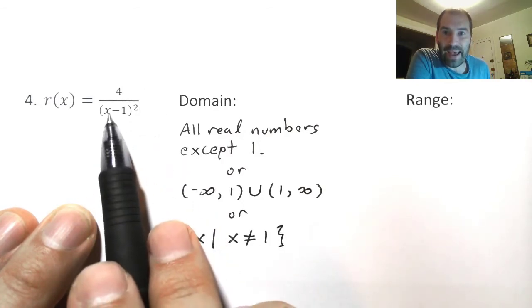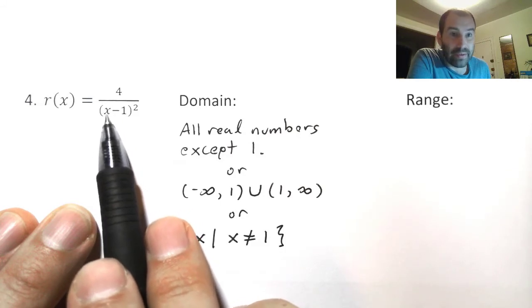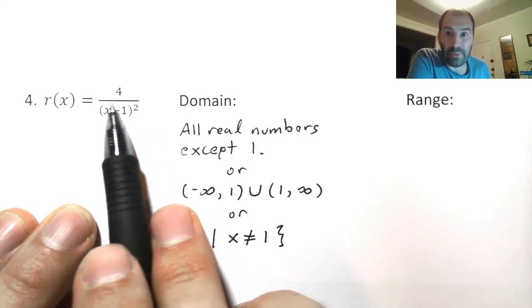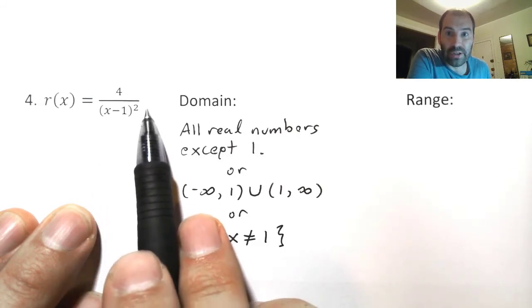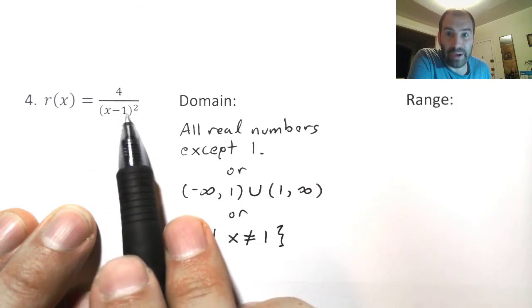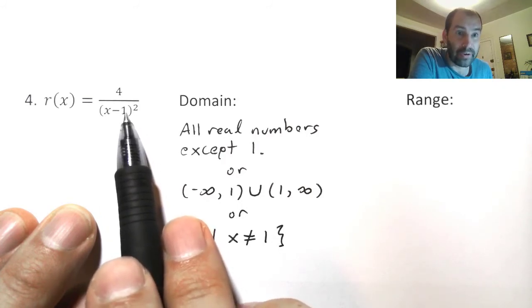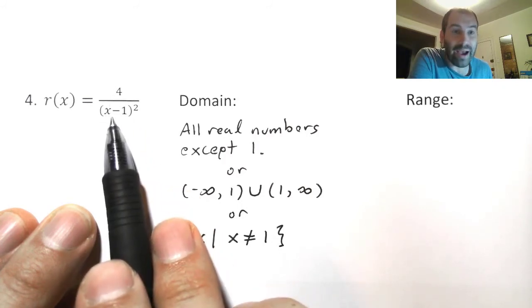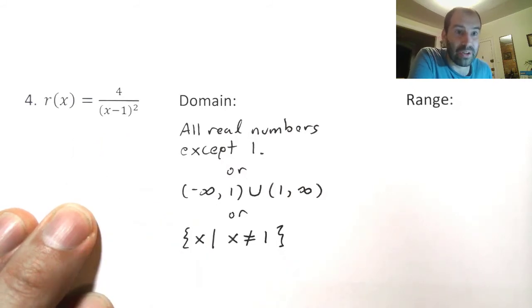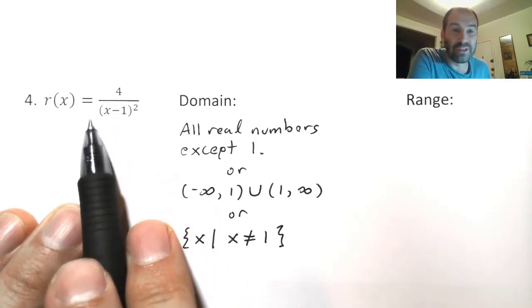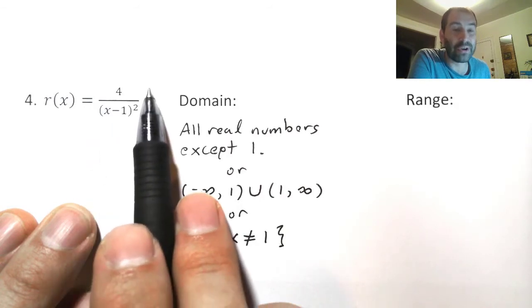Well, if x gets really big, this number down here gets really big, right? A big number minus 1 is still a big number. A billion minus 1 is still a big number. Square it, big number, right? What happens when you divide by a big number? 4 divided by a billion. It's a tiny number, right? When you divide by a big number, you get a tiny number. So this can get very close to 0. Can never get to 0, but it can get very close to 0.